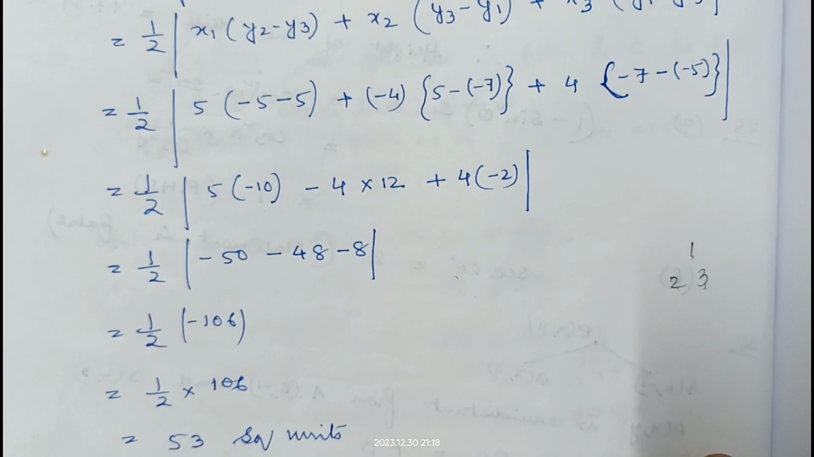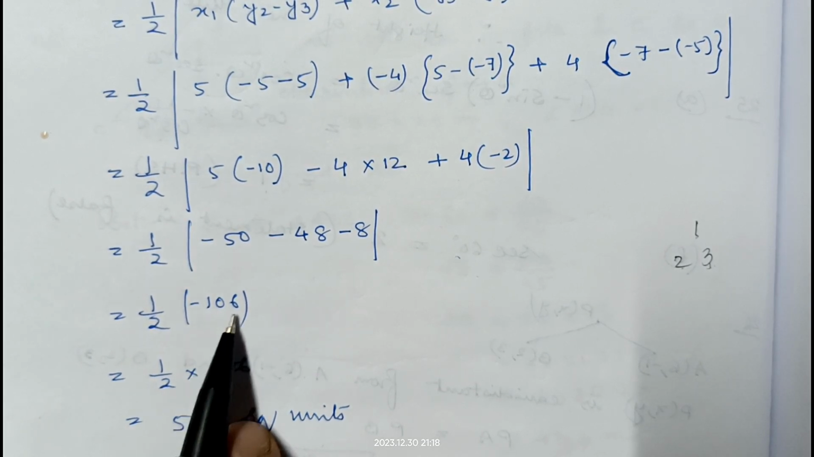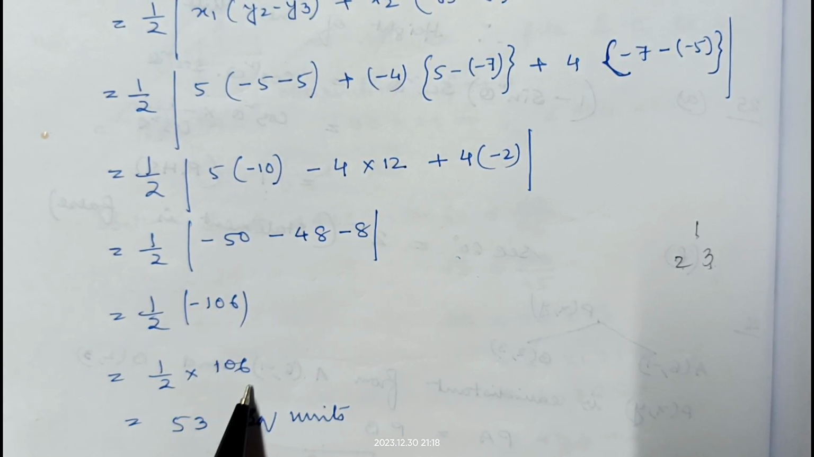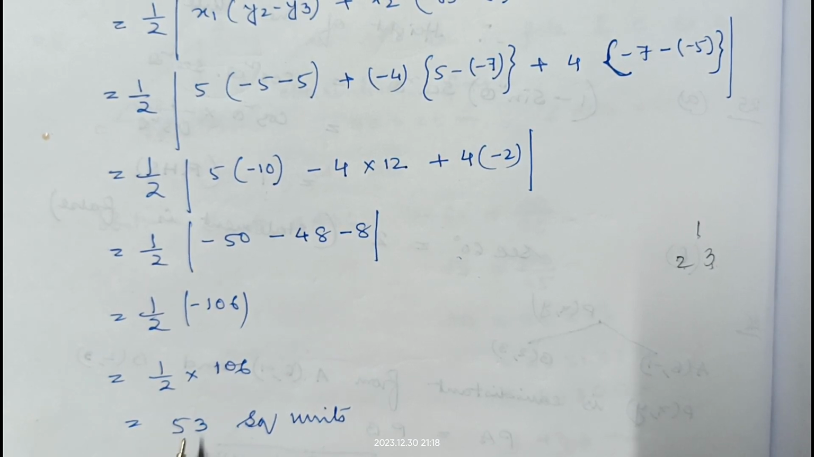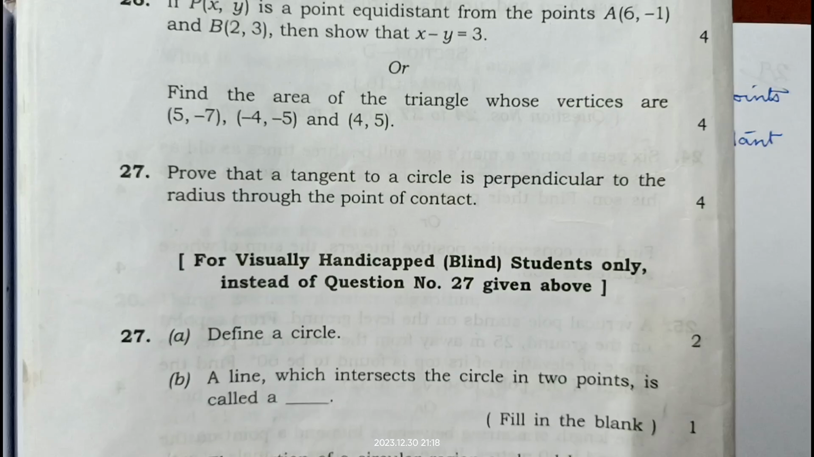Now since it is modulus, if I remove the modulus, then you have to consider the positive part. Since it is negative, it will become 106, and if I cancel 106 by 2, it will be 53. Therefore, the area of the triangle is 53 square units.